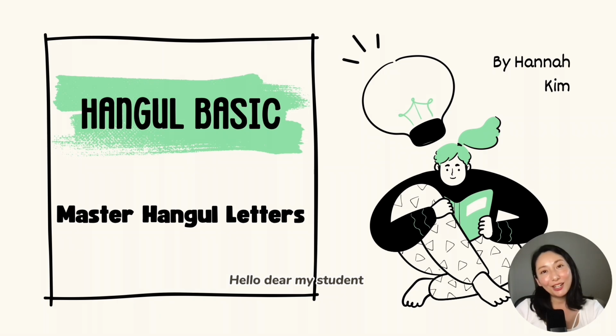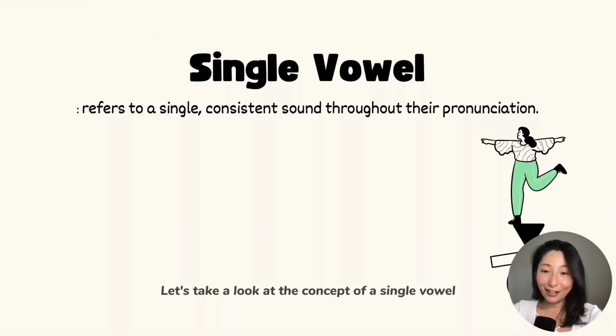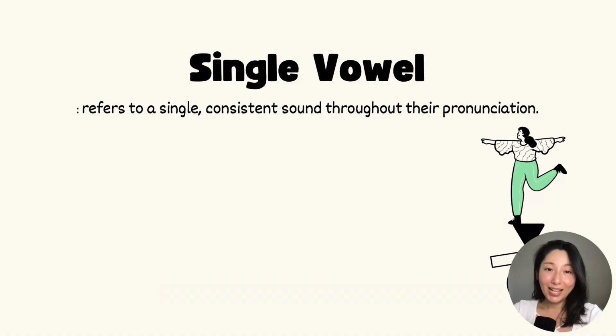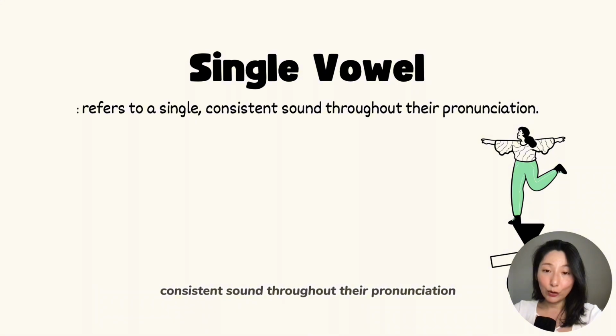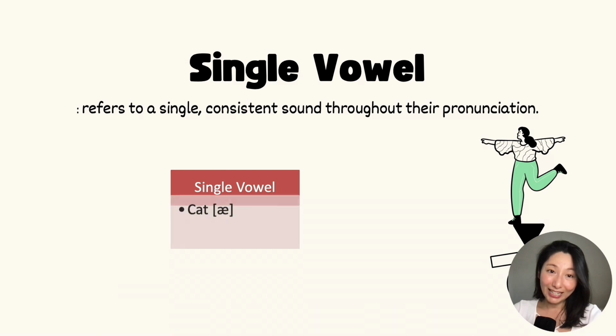Hello, dear students. I'm so excited to see you in my lesson and happy to lead you through the first step to learning Korean. Let's take a look at the concept of a single vowel. A single vowel refers to a single, consistent sound throughout its pronunciation. It does not change in sound from the start to the end, meaning your mouth remains in the same position while making the sound. Here's an example of a single vowel and a diphthong in English.